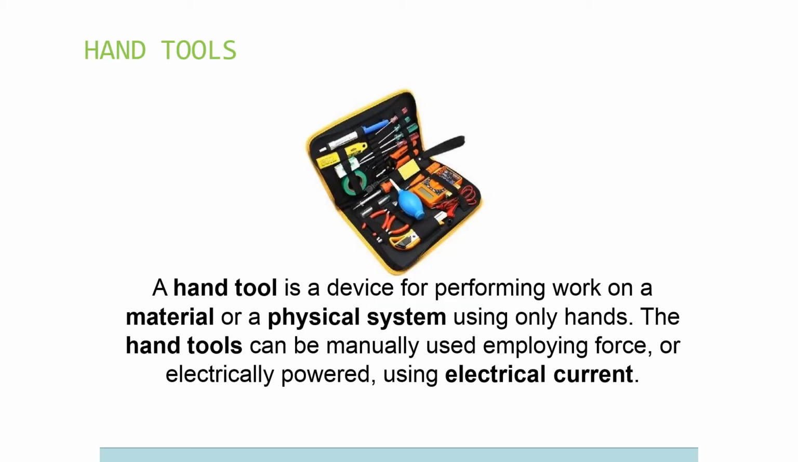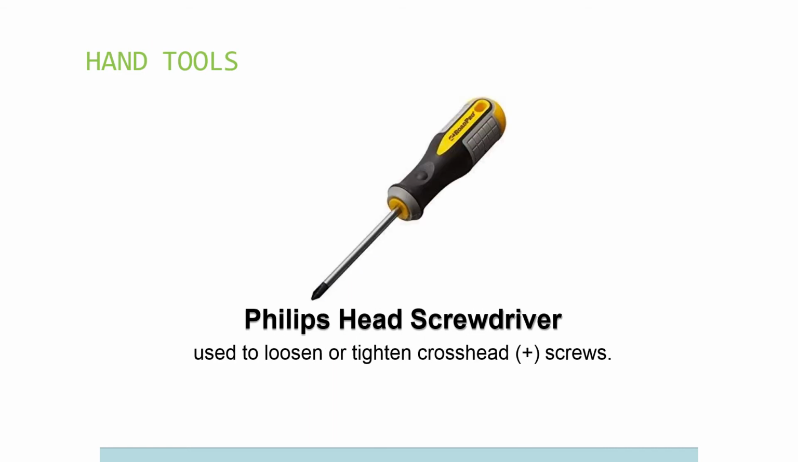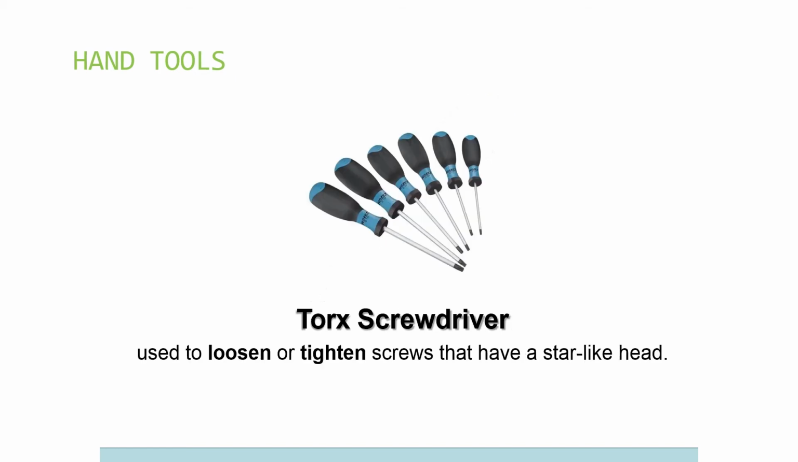A hand tool is a device for performing work on a material or a physical system using only hands. The hand tools can be manually used employing force, or electrically powered, using electrical current. Flathead screwdriver, used to loosen or tighten slotted screws. Phillips head screwdriver, used to loosen or tighten crosshead plus screws. Torx screwdriver, used to loosen or tighten screws that have a star-like head.